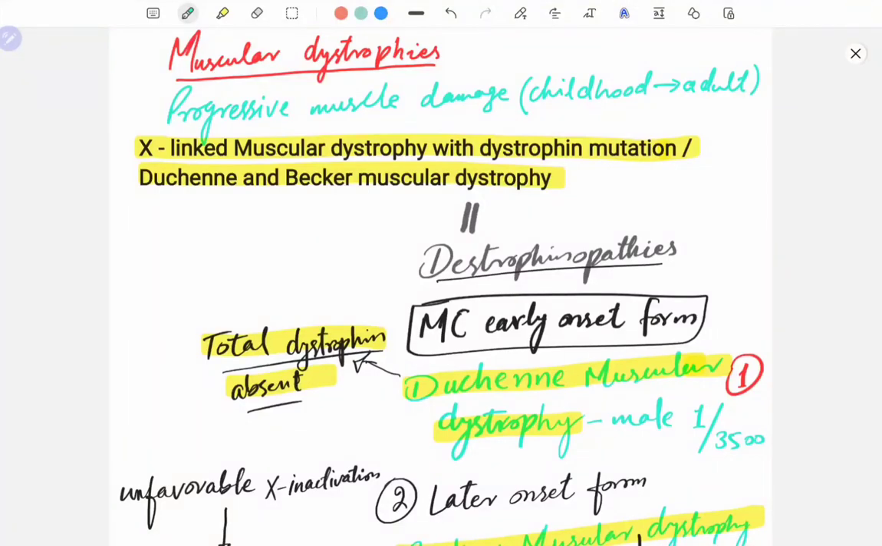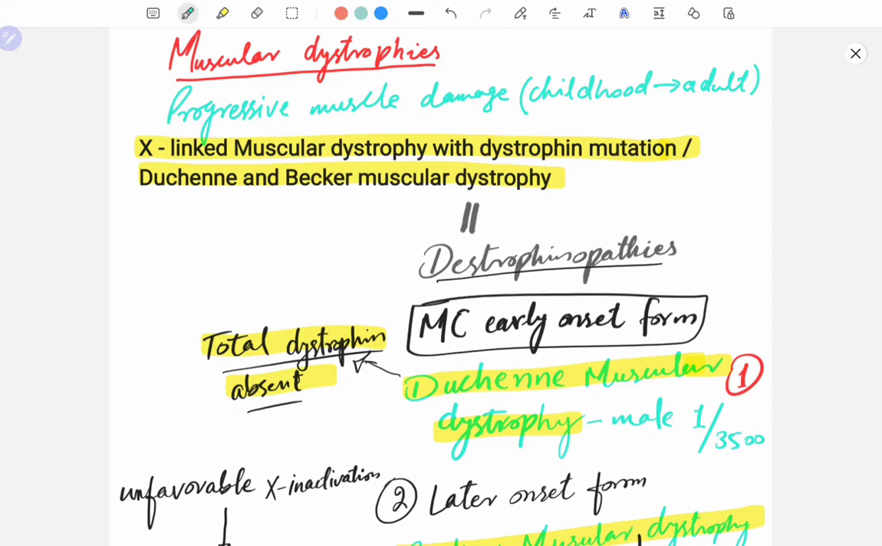Welcome dear students. Today the topic that we are going to discuss is the muscular dystrophies. These are progressive muscle damages. These start from childhood and progress to adulthood. And these muscular dystrophies are X-linked muscular dystrophies with dystrophin mutation. Dystrophin is a protein. About that we will further discuss in the subsequent part of the lecture.